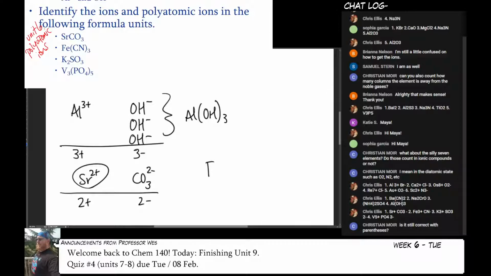We got iron with I don't know charge, and cyanide, which is minus, and I got 3 of those. So total 3 minus, this must be 3 plus, this must be 3 plus.